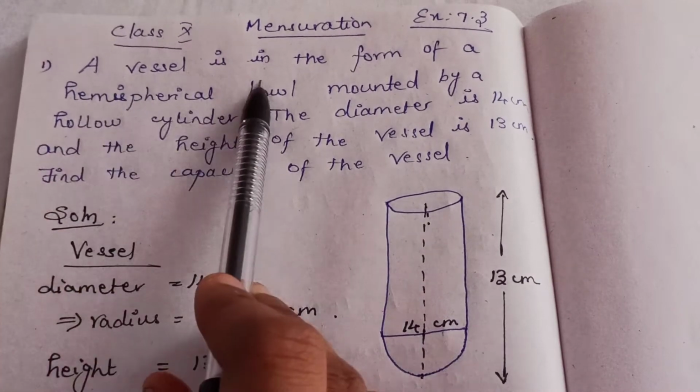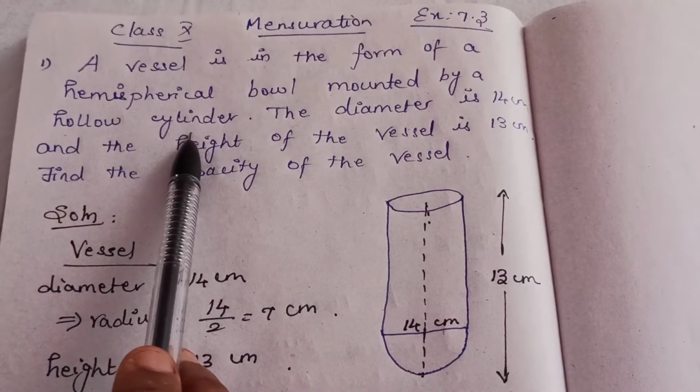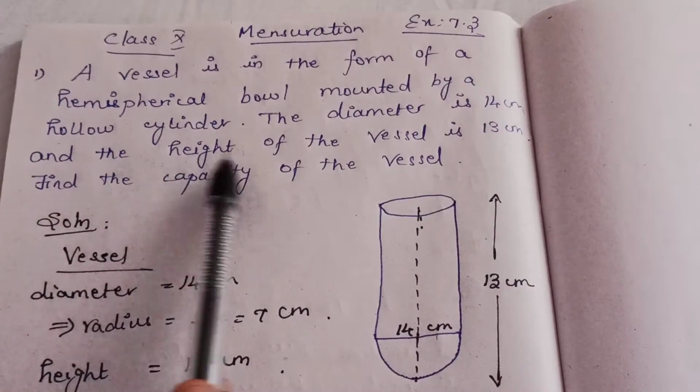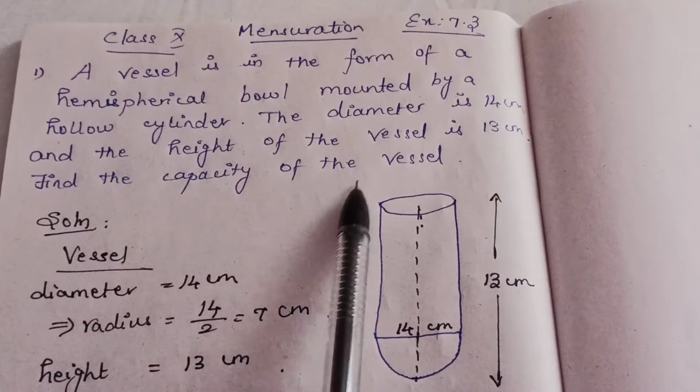A vessel is in the form of a hemispherical bowl mounted by a hollow cylinder. The diameter is 14 cm and the height of the vessel is 13 cm. Find the capacity of the vessel.